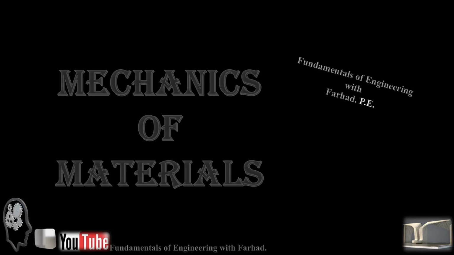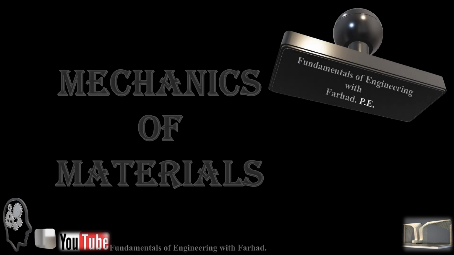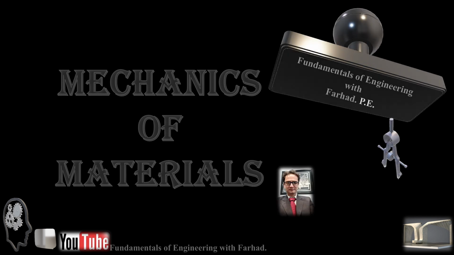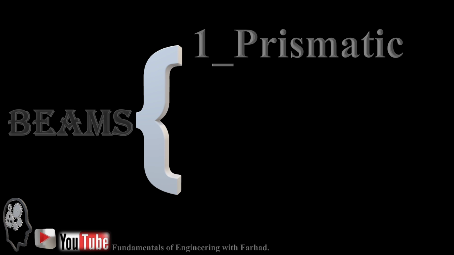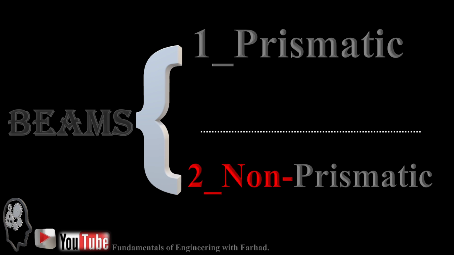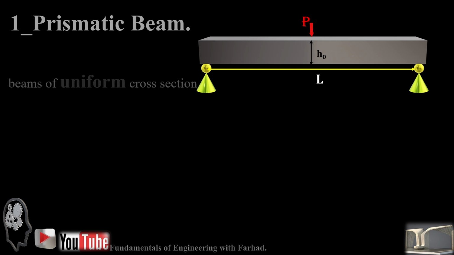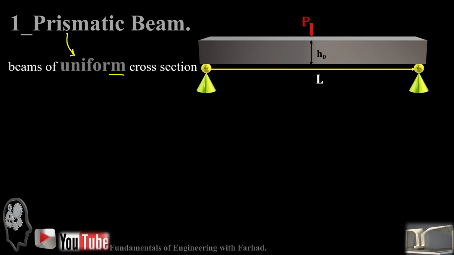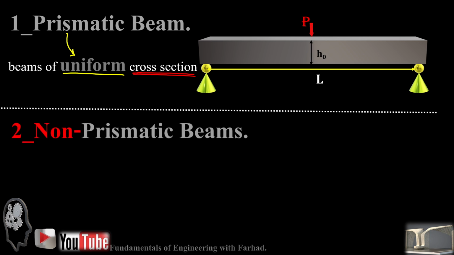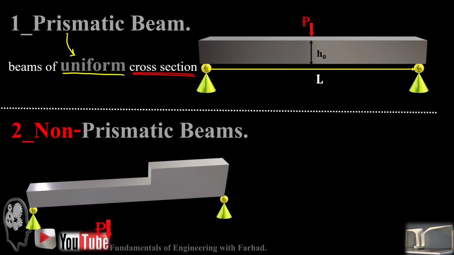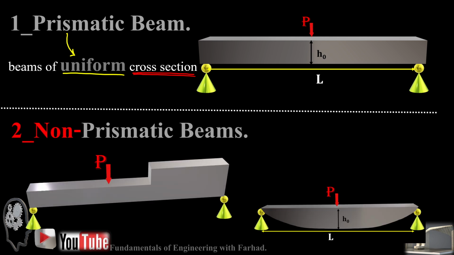In this video we want to talk about the prismatic beam and non-prismatic beams and some criteria regarding them. So beams are mainly categorized into two groups: prismatic beams and non-prismatic beams. Beams with uniform cross sections are called prismatic, and those with non-uniform cross sections are called non-prismatic. So in a prismatic beam we have uniform cross section, and in a non-prismatic beam we have a non-uniform cross section with any shape and form.